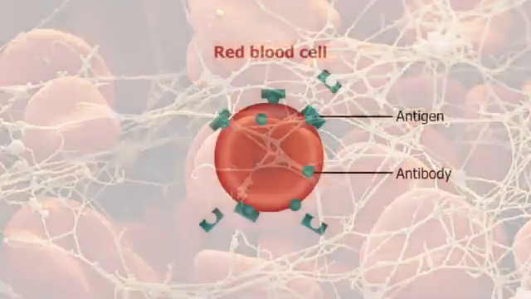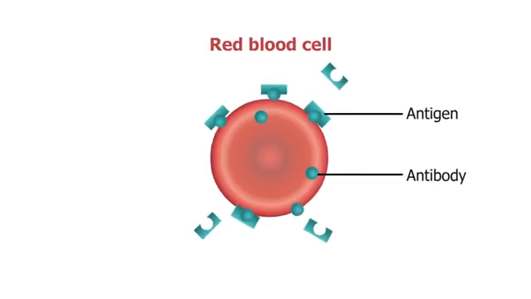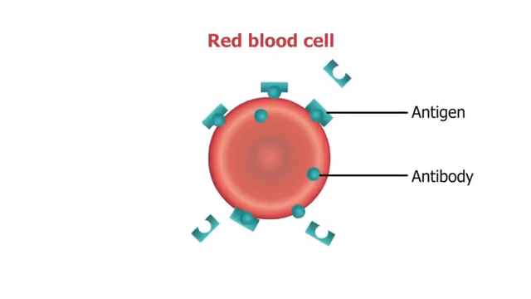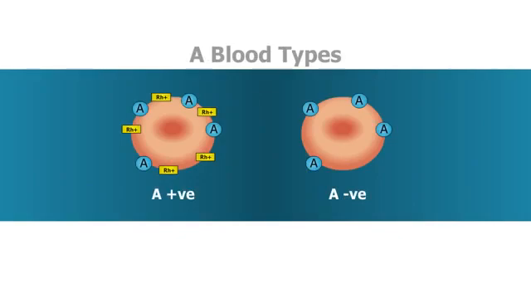There are certain protein molecules called antigens located on the surface of the red blood cells and antibodies which are in the blood plasma. The differences in human blood are due to the presence or absence of these antigens and antibodies. Individuals have different types and combinations of these molecules.